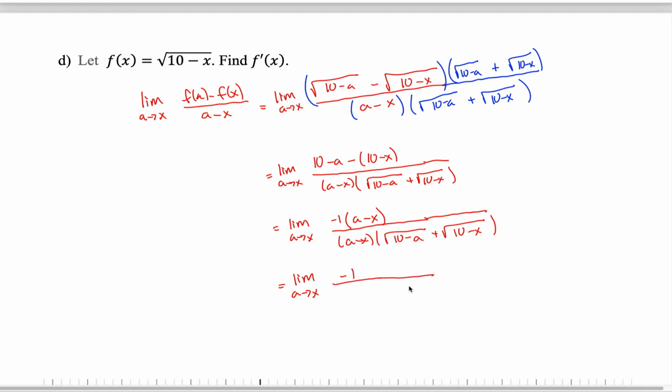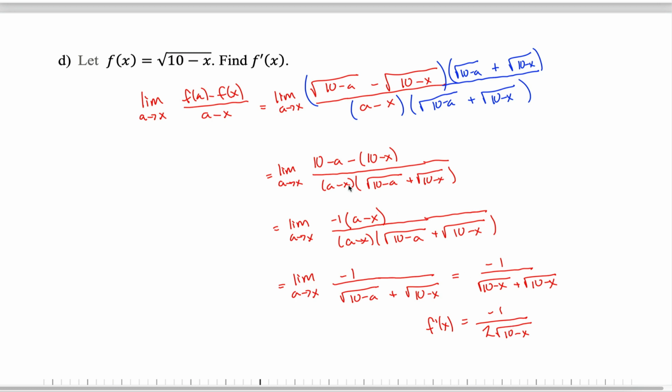I want the limit as a approaches x of negative 1 divided by the square root of 10 minus a plus the square root of 10 minus x. Evaluate this limit by changing all the a's into x's. I get negative 1 divided by the square root of 10 minus x plus the square root of 10 minus x. What's the square root of 10 minus x plus the square root of 10 minus x? Well, one way you can write it is it's 2 times the square root of 10 minus x. f prime of x, the derivative of f of x equals the square root of 10 minus x, is negative 1 divided by 2 times the square root of 10 minus x.